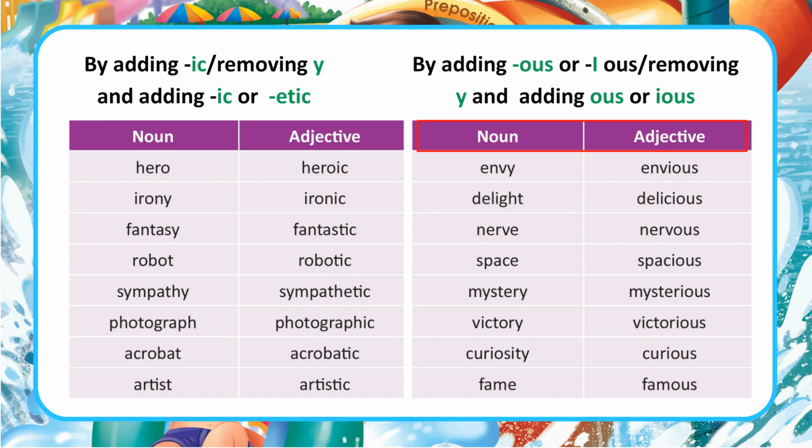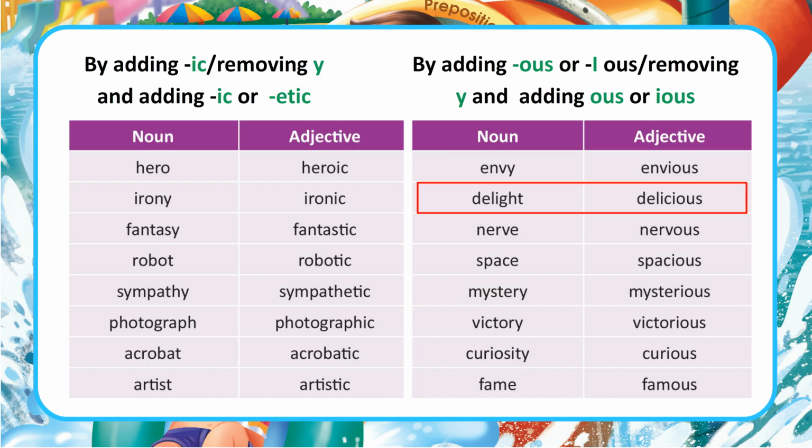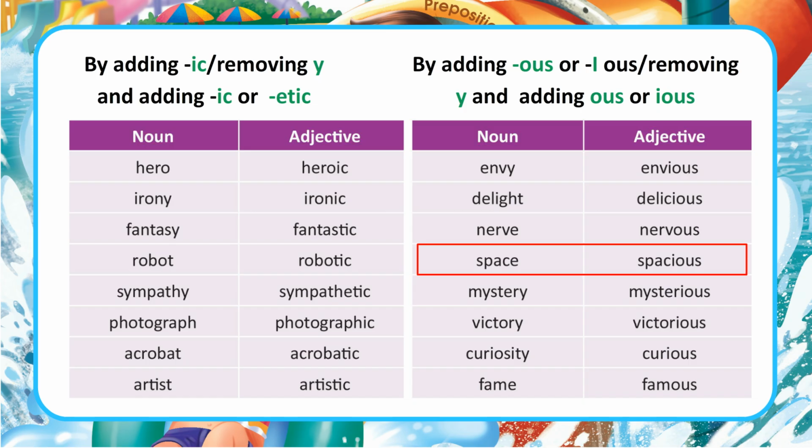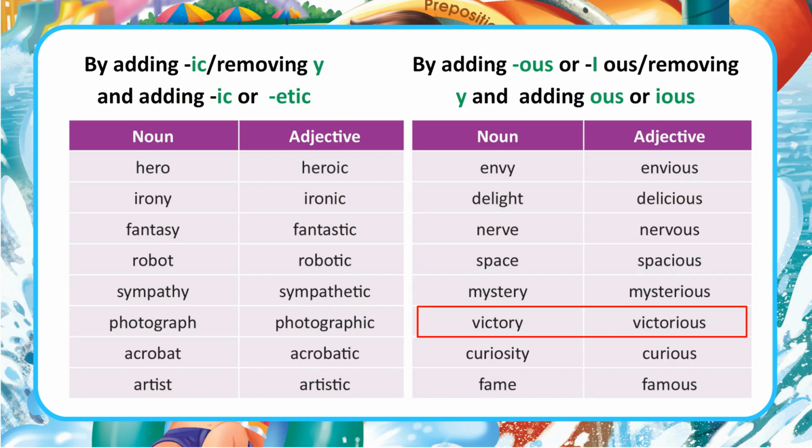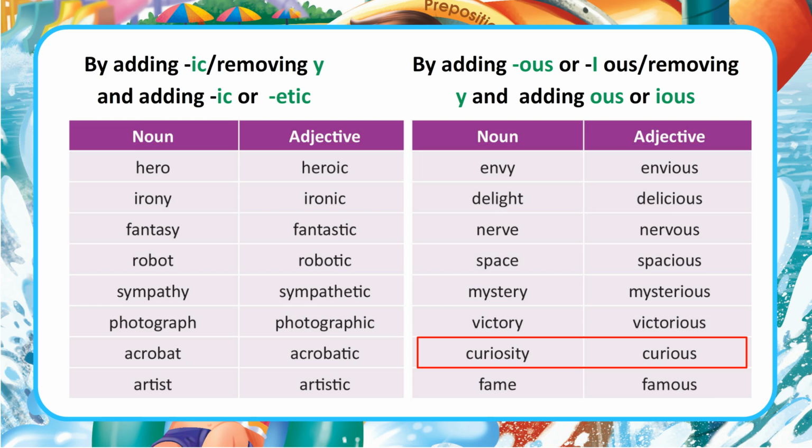By adding ous or ious, or removing y and adding ous or ious. Noun, adjective: envy, envious. Delight, delicious. Nerve, nervous. Space, spacious. Mystery, mysterious. Victory, victorious. Curiosity, curious. Fame, famous.